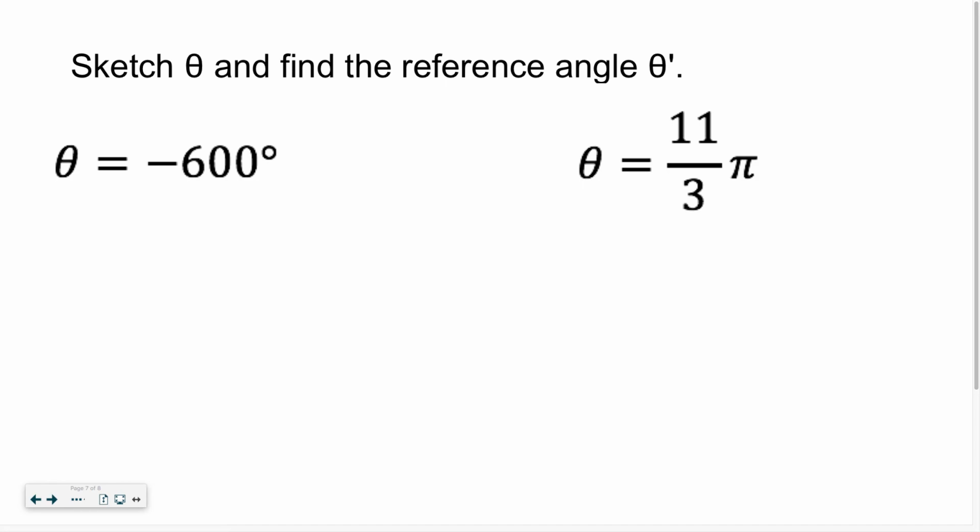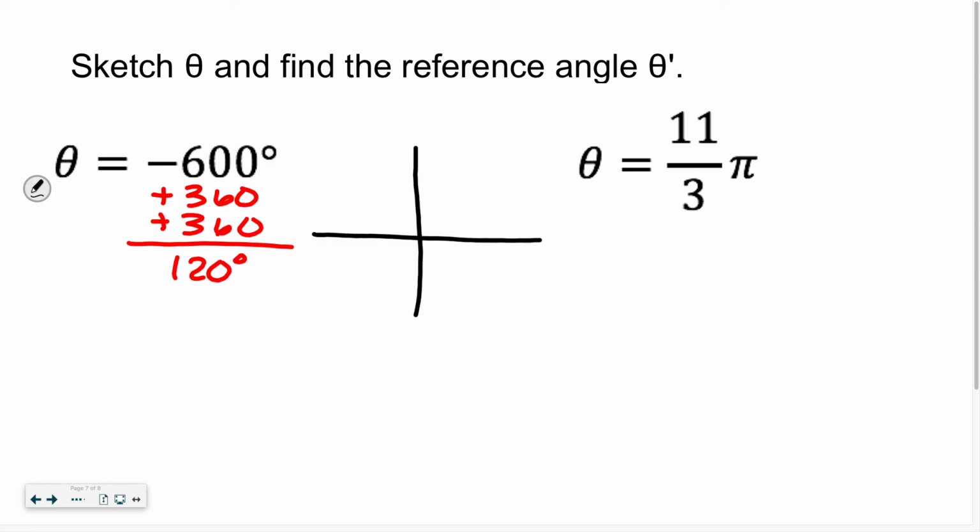If I were sketching negative 600, I might first just find its coterminal. That will be an easy way for me to figure out where my terminal side goes. So I'm going to add 360, but that's still negative. Add 360 again, so that's like adding 720, so I'm at 120 degrees. So I can draw that angle.